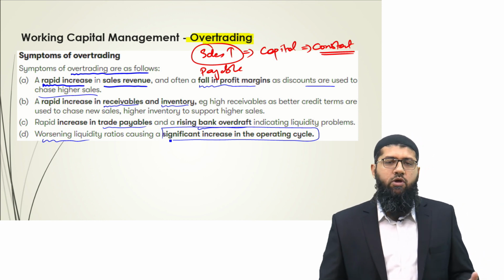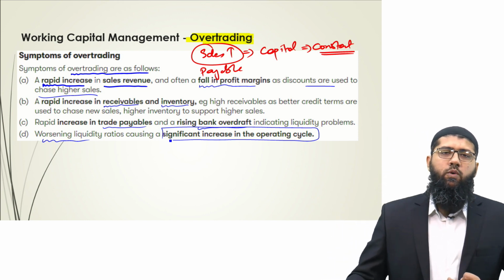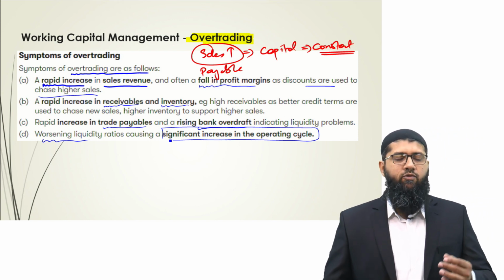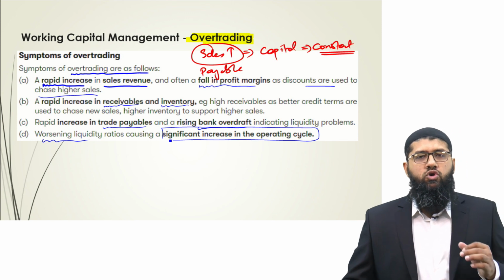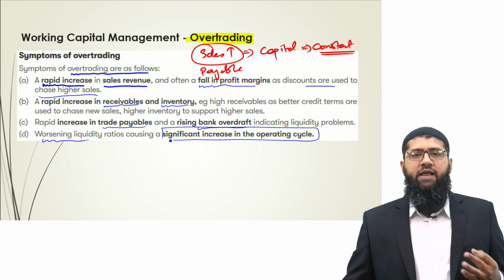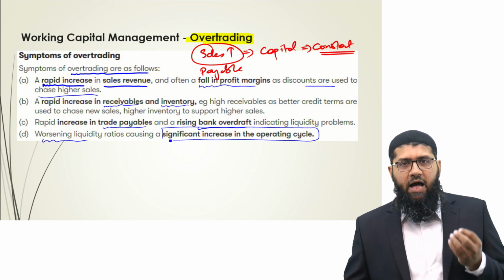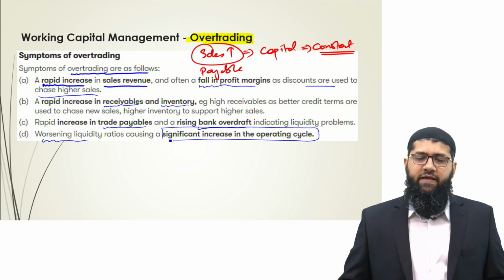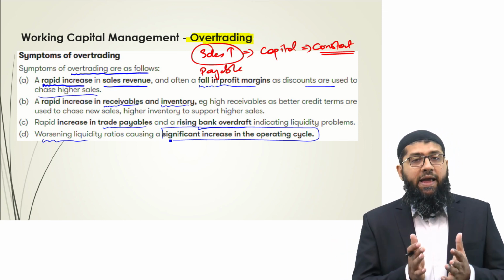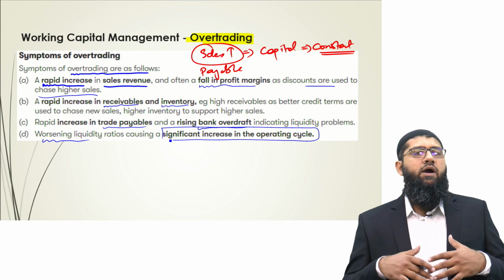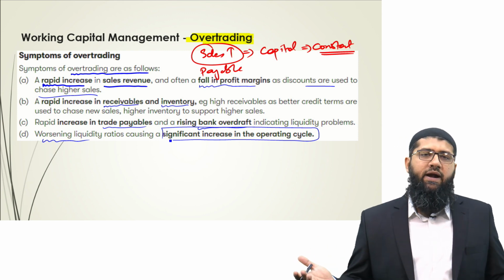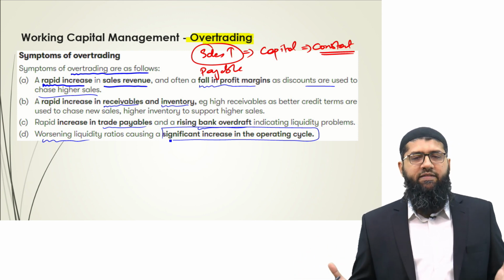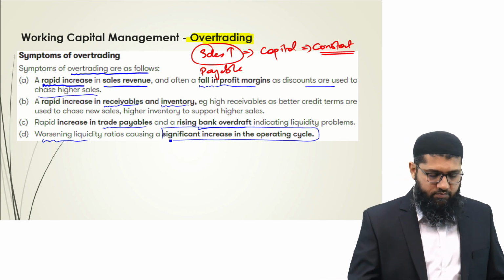And in simple terms, what is overtrading? Overtrading is a situation where there is a significant increase in the sales of the business without a proportionate increase in the capital. Resultingly, you are relying on somebody else's money, you are trading excessively, and that is ultimately going to be a disastrous situation for the company.